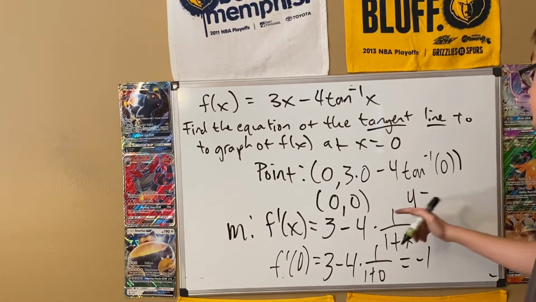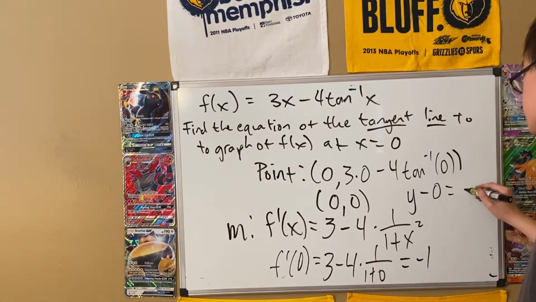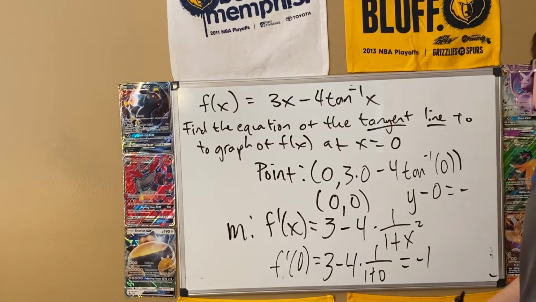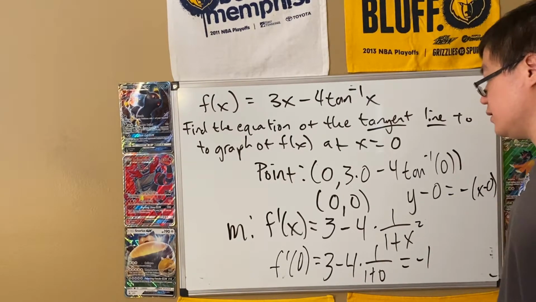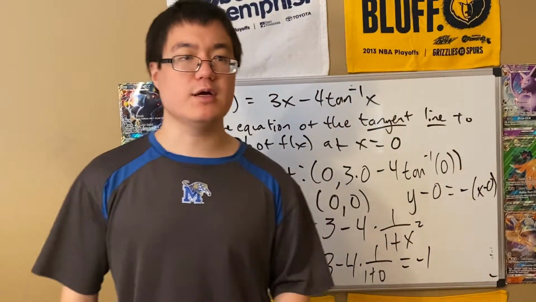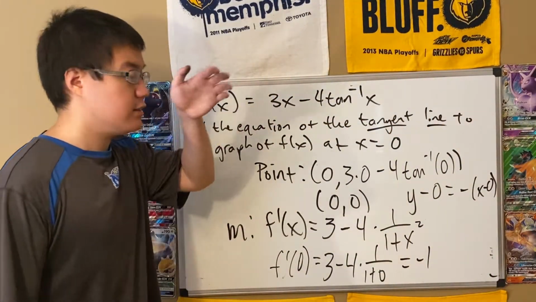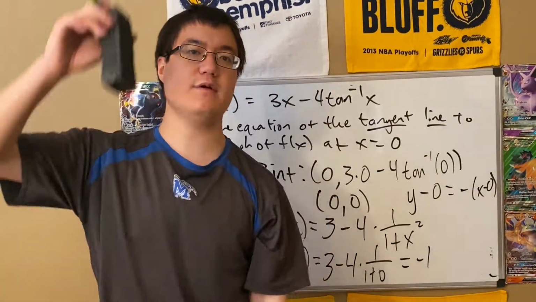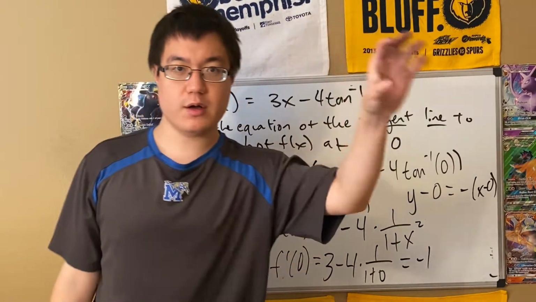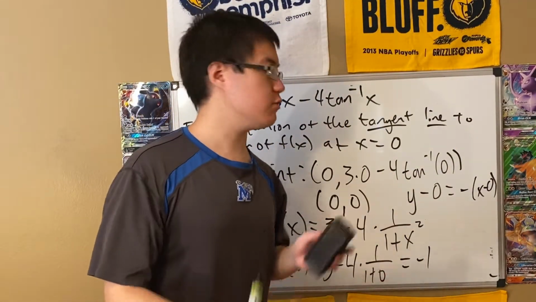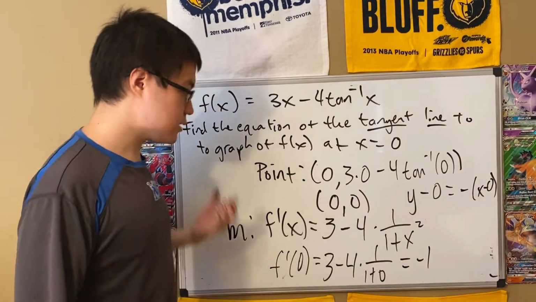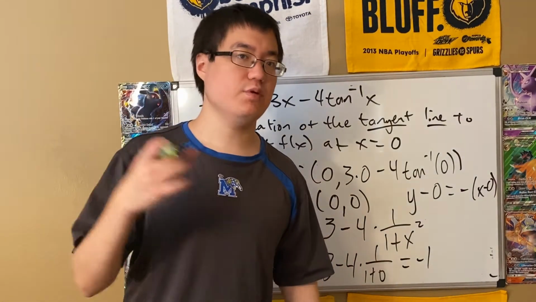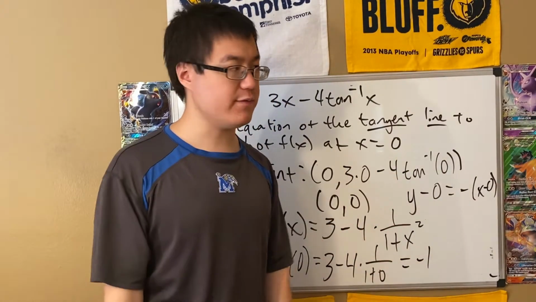It's going to be y minus the y-coordinate, 0, equals the slope, negative 1, but I'm just going to write negative because I'm feeling a little bit frisky, and then it's going to be x minus the x-coordinate. So that's our equation of the tangent line. Again, same thing every single time. Point and slope, where slope is derivative. To find the point, plug in the x-coordinate. To find the slope, take the derivative, plug in the x-coordinate, take the derivative as needed.